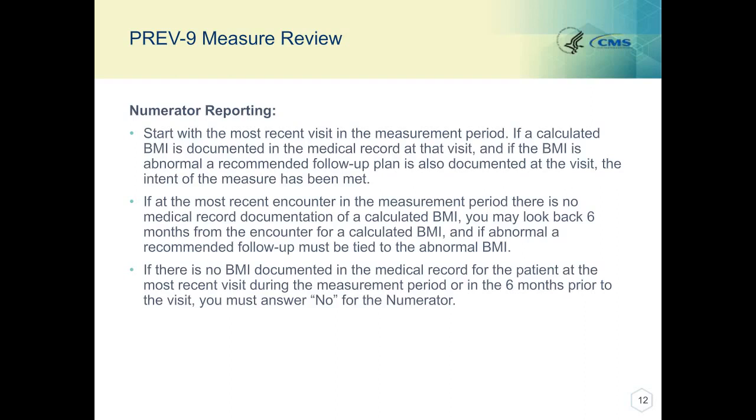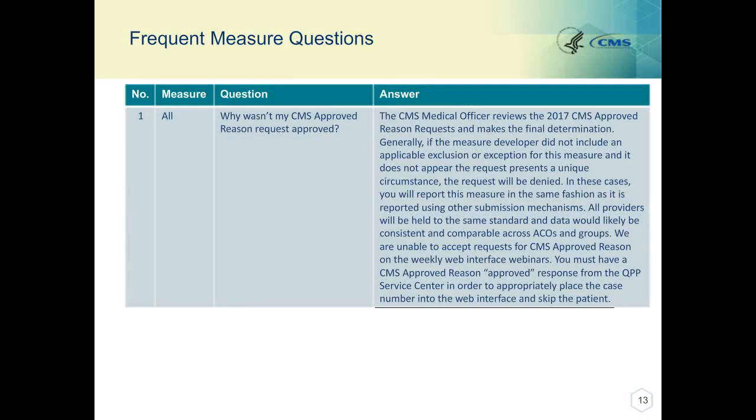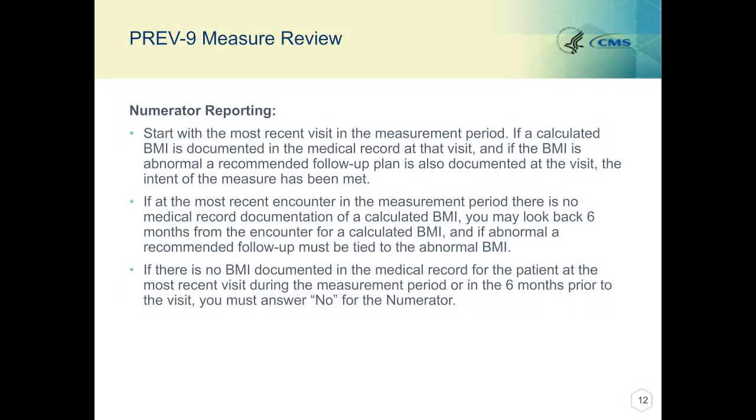And lastly, if there is no BMI documented in the medical record for the patient at the most recent visit during the measurement period, or in the 6 months prior to the visit, then you must code no for the numerator. Now please note, if you would like to see a visual graphic that explains how you walk through these steps, please see the measures flow on page 15 of the Prev 9 measure spec. Thank you. Next slide.